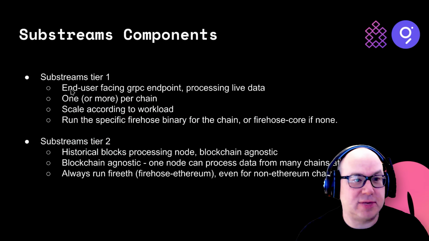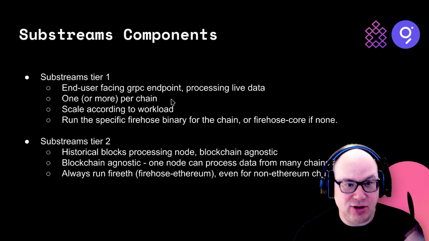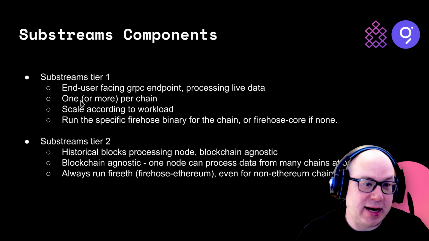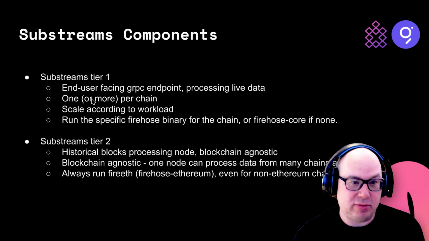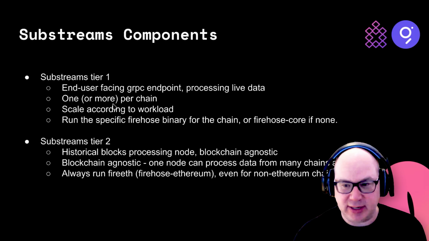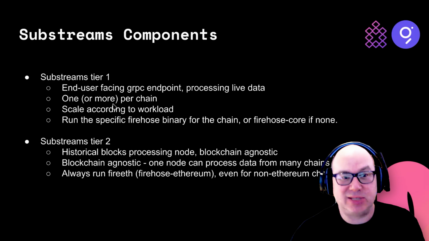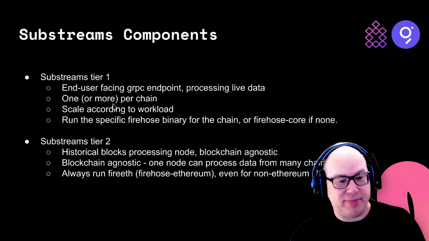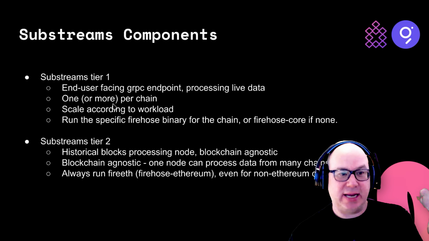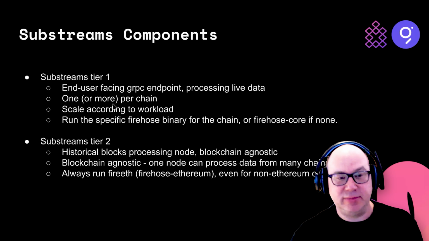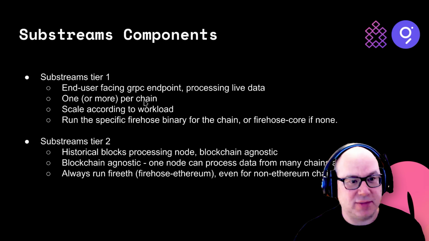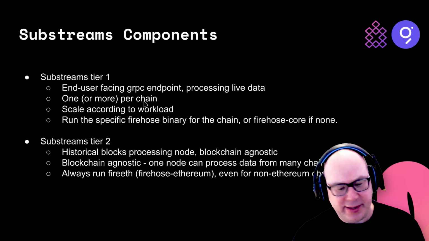All right, so substreams tier 1, so it's end user facing, or graph node facing if you like. You need one or more of these per chain. So the "or more" part is for scaling. So you need at least one per chain. So if you want us to do Ethereum substreams-powered subgraphs, you're going to need at least one substreams tier 1 node. Mostly when we've talked about Firehose in the past, we always just kind of gave one stack.